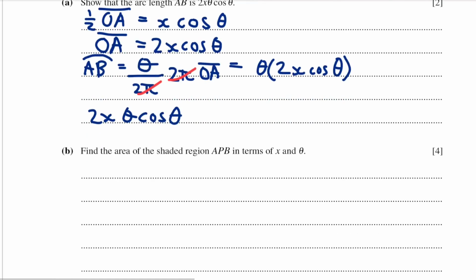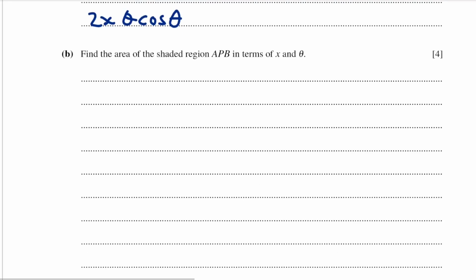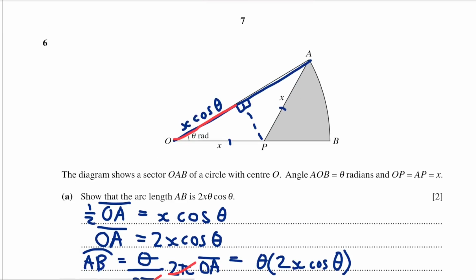That's part A done. Now let's look at part B. Find the area of the shaded region APB in terms of x and theta. Okay, so we want to find this region. This is just simply the sector minus the triangle. I could have made this a bit more curved. So the sector minus the triangle.